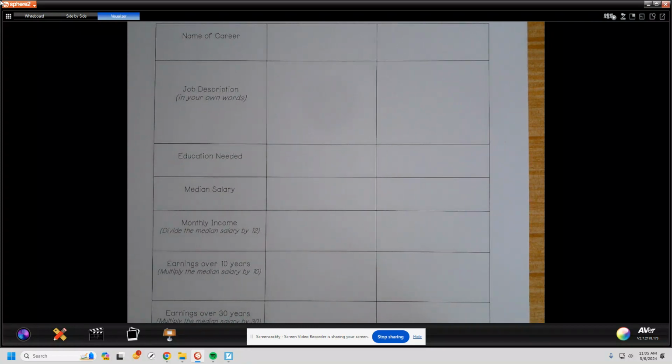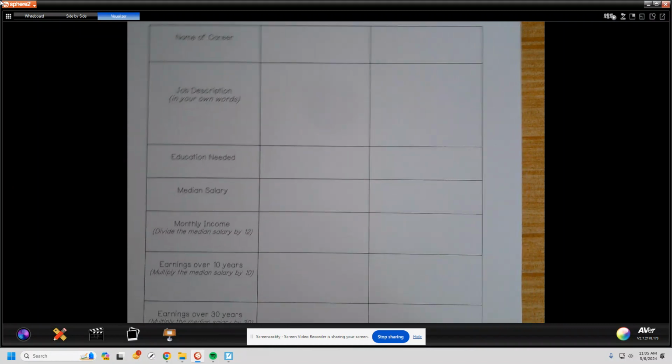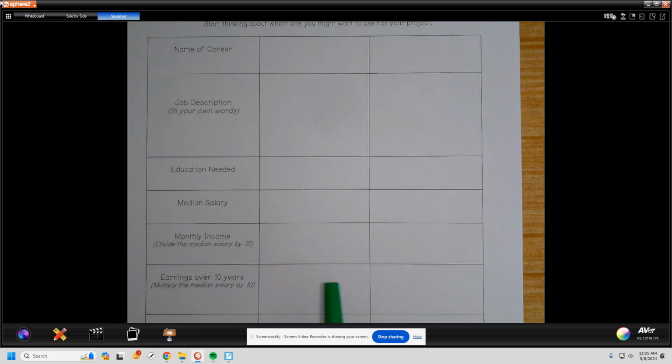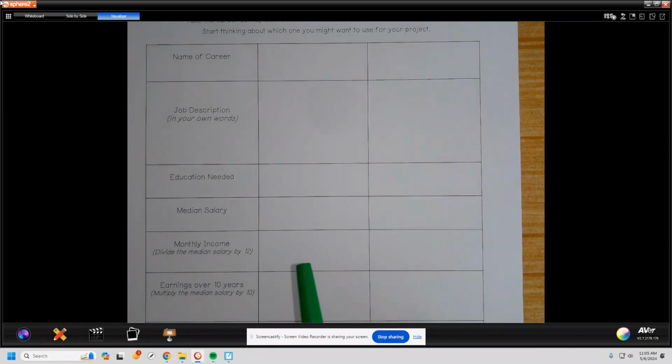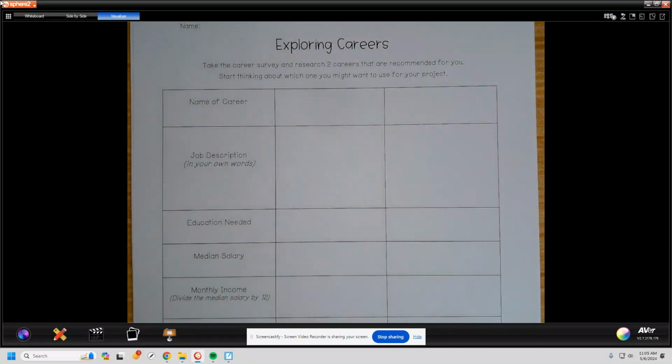Earnings over 10 years, that's like what we did on the notes. Just multiply the median salary by 10 or add a zero. And then earnings over 30 years, multiply the median salary by 30. So you're going to fill it out for two different careers. And then tomorrow, when you start the project, you're going to pick one of them to use for your project. So this is really important that you get this done by tomorrow so you can start your project. So whatever you don't finish in class is going to be homework.